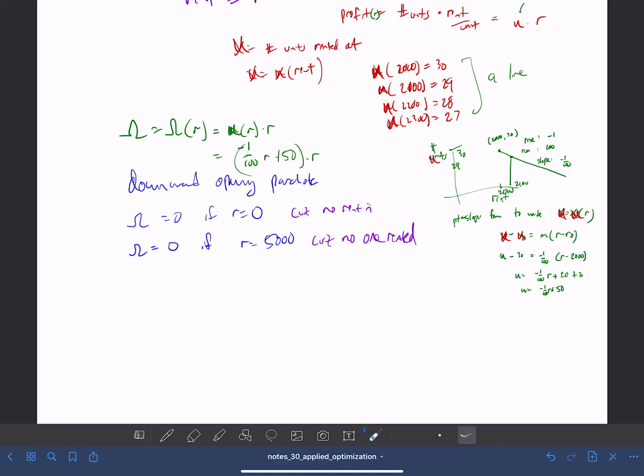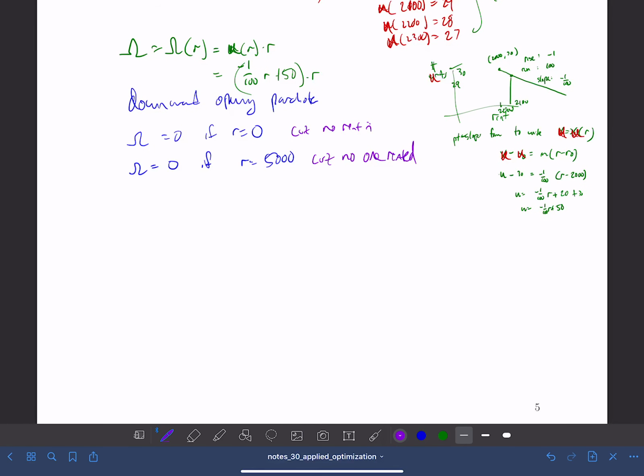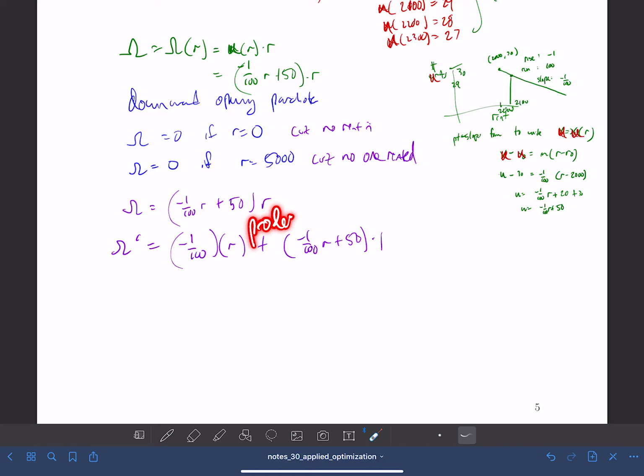Let's find out, using the methods of optimization, whether I'm right or not. Omega equals minus 1 over 100 r plus 50 times r. Omega prime, because we need to find the critical points, is equal to minus 1 over 100 times r plus minus 1 over 100 r plus 50 times 1. I just did the product rule on that product right there. R went to 1, that thing went there.